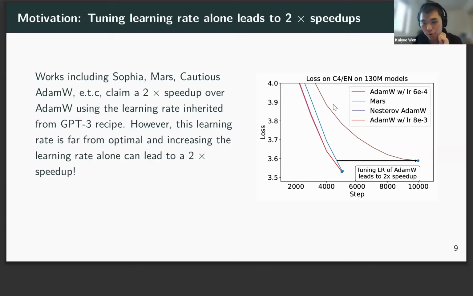And it's also worth noticing that Mars and Nesterov AdamW in this plot are also using a relatively high learning rate. So this means that once everything is tuned, the order may flip. The order between optimizers may flip compared to the original claims in the papers.